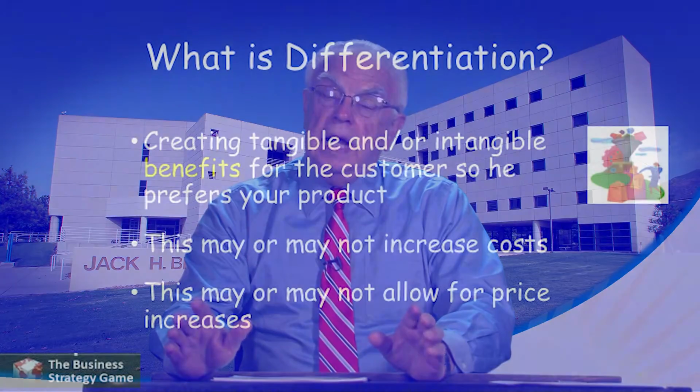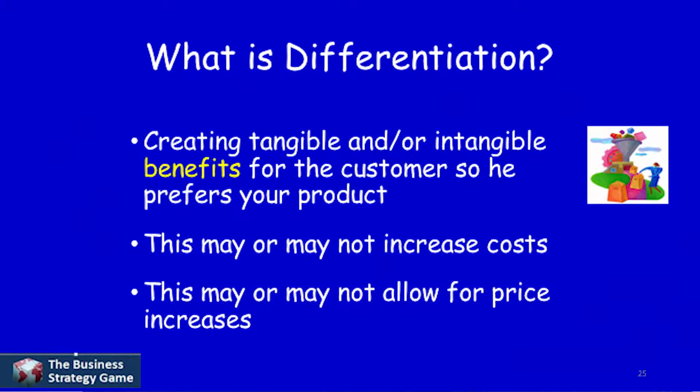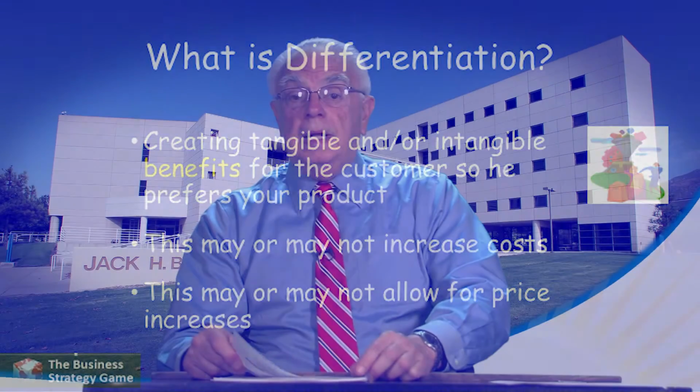The second thing we're going to take a look at is differentiation. What this is, is creating either a tangible or an intangible benefit for the customer so that they'll prefer your product. Now, it's easiest to think about it as being some kind of a tangible thing where we increase our cost in some way to give the product additional flair, but it's equally important to have an intangible benefit as well.